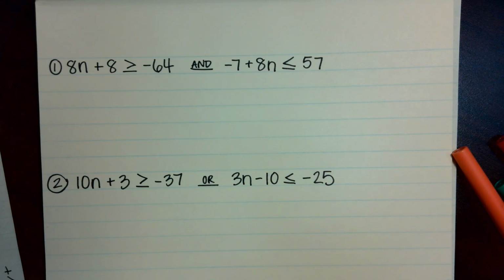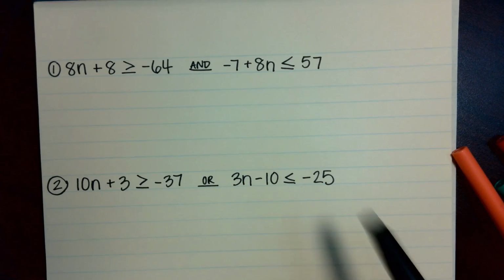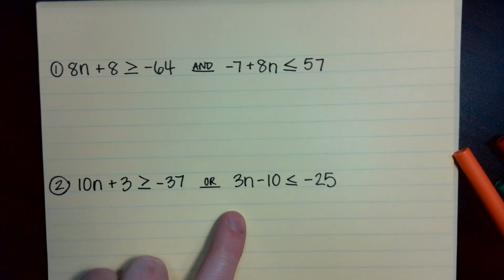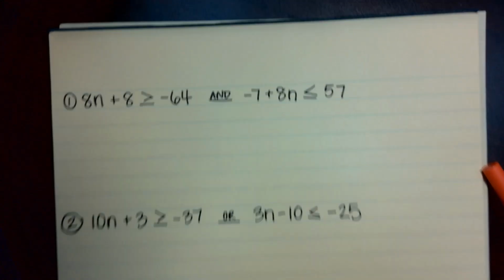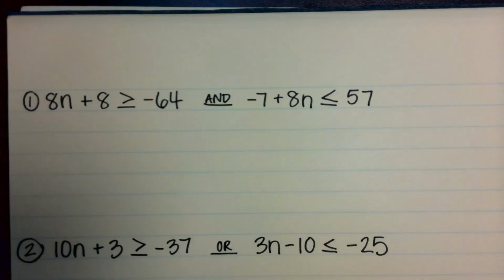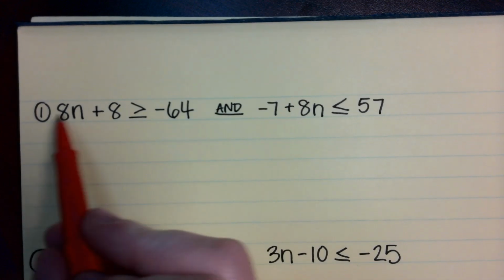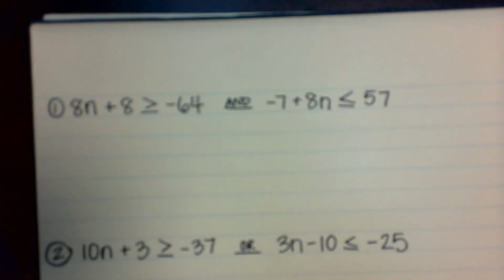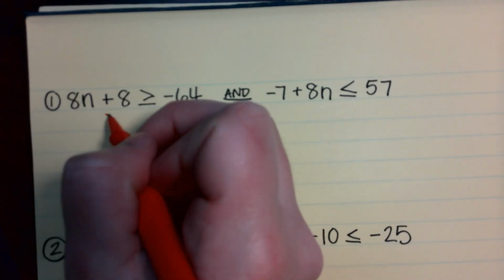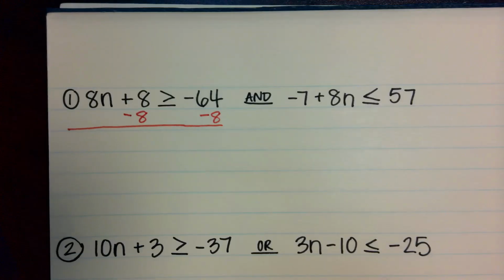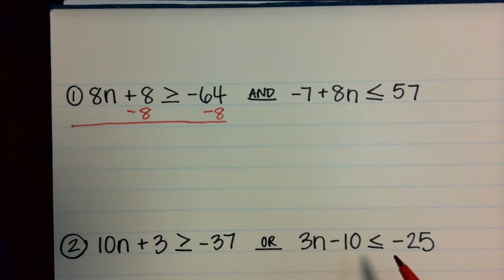We've got 8 times n plus 8 is greater than or equal to negative 64, and negative 7 plus 8 times n is less than or equal to 57. What do we do here, guys? We're going to start with this first one here. You said minus 8. Let's do that. We're doing our inverse operations to both sides. Okay. What happens next?